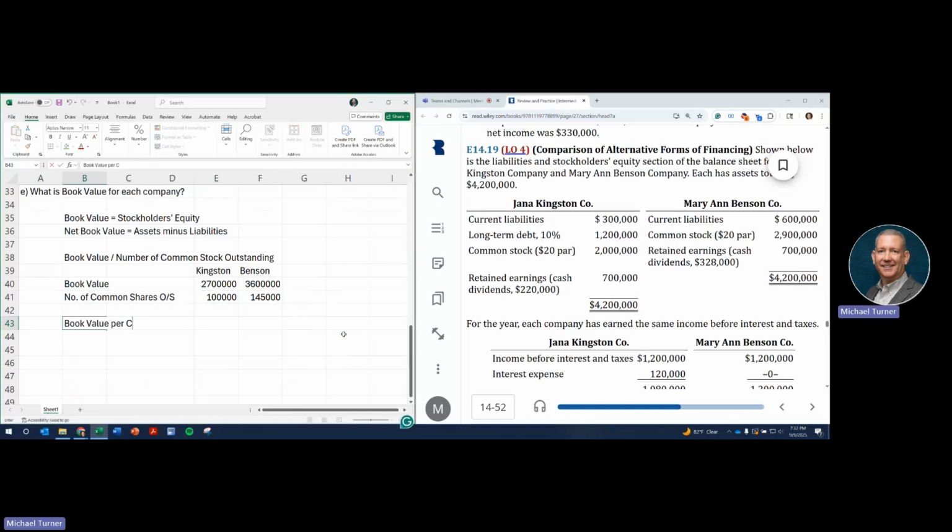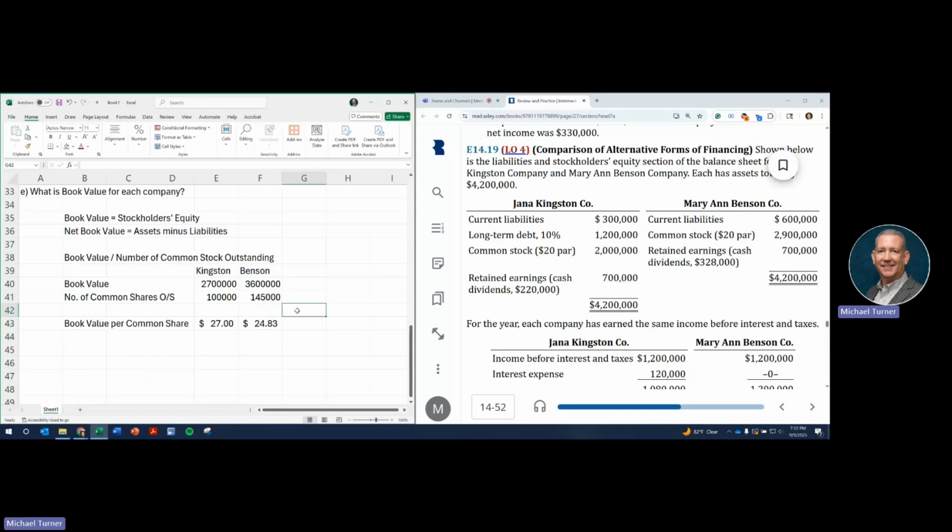Book value per common share. Book value, 2.7 million for Kingston, divided by the number of common shares, 100,000, means that the book value is $27 per share. Do the same thing for Benson. $3.6 million was their net book value, divided by the 145,000 shares outstanding, gives a book value of about $24.80 per share.